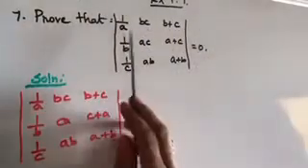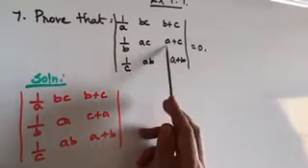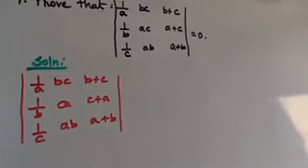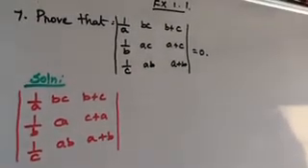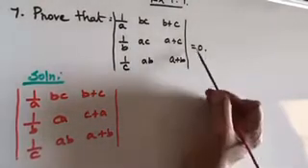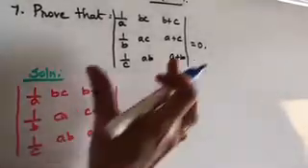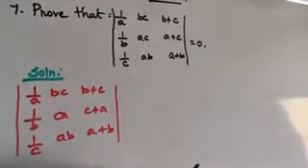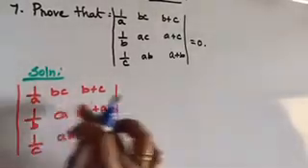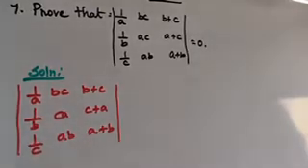Prove that the determinant with rows 1 by a, bc, b plus c; 1 by b, ac, a plus c; 1 by c, ab, a plus b is equal to 0. So, now we have to find the solution, calculate the value of the determinant and prove that it is equal to 0. So, I will write the given matrix. Now, as we were doing in the previous problem, I am going to multiply R1 by a, R2 by b and R3 by c.